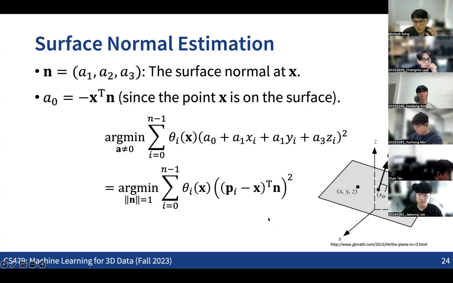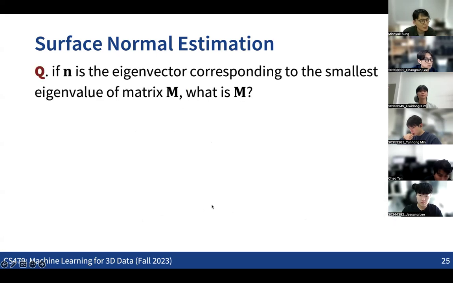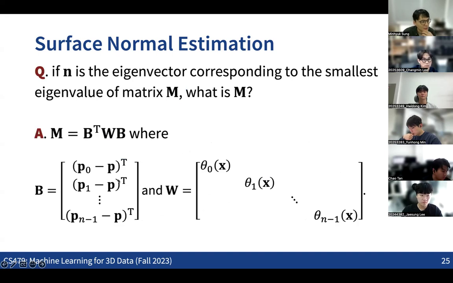If we recall what we have seen in the previous slide, the matrix M was defined with the B matrix and the weight matrix, right? So it's just a matter of how we define the B matrix. This is almost the same form as the optimization we saw in the previous slide. What we just need to do is define the B matrix this way, with this kind of vector connecting these two.